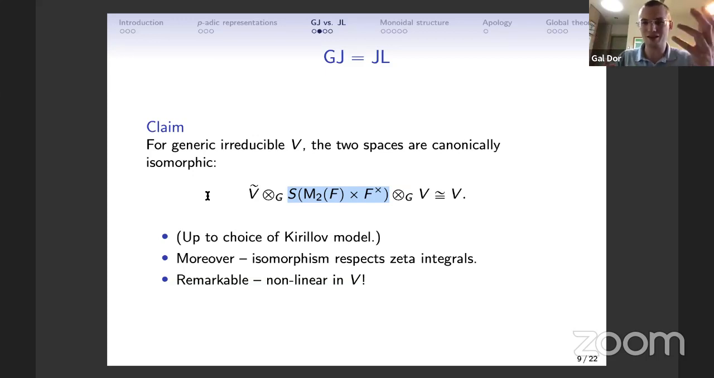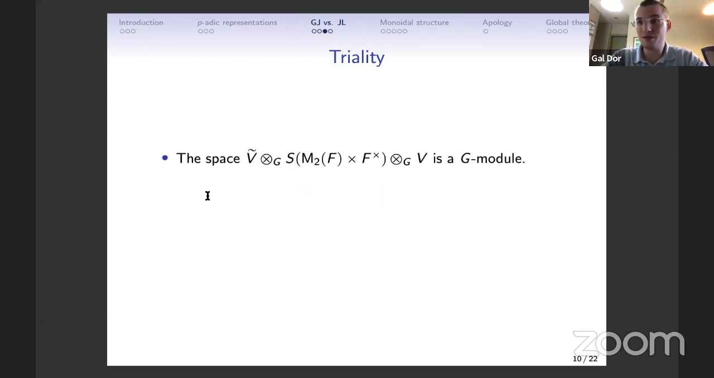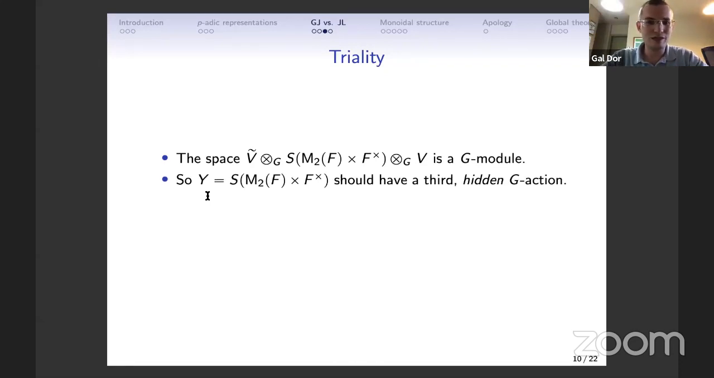So how can it be isomorphic to a G representation? If it is isomorphic to a G module, then that means that there must be a third action of G on this space. Essentially, the only way this would make sense is if this underlying space of functions on M to F times functions on M to F times F star had a third hidden G action that commuted with both the left and the right G actions.